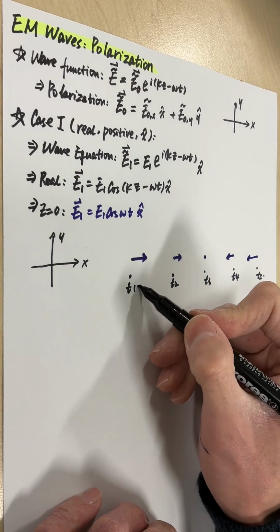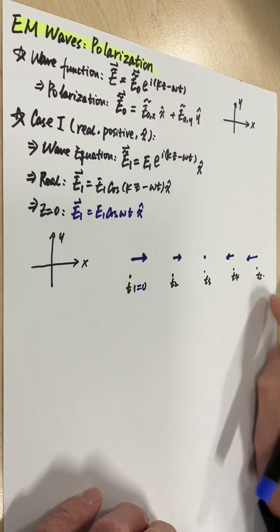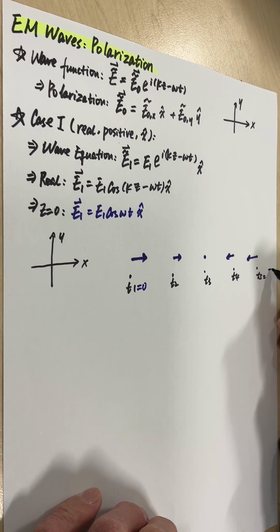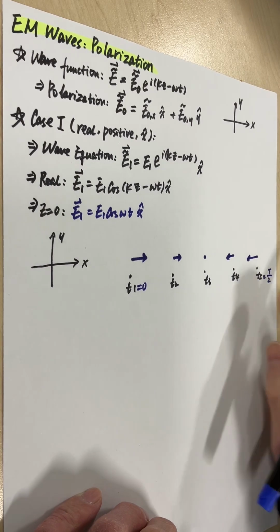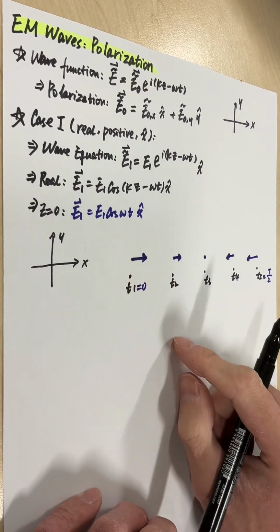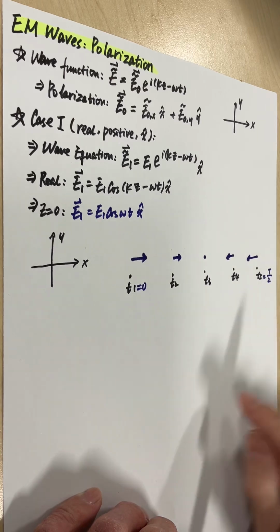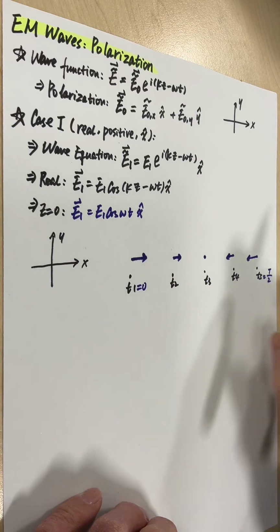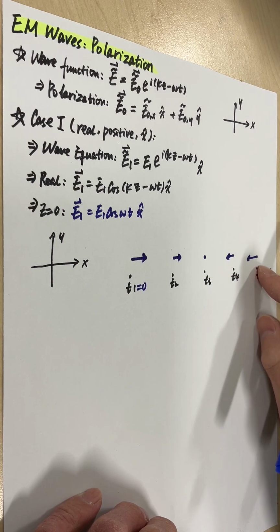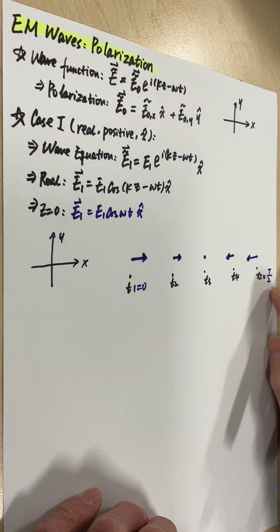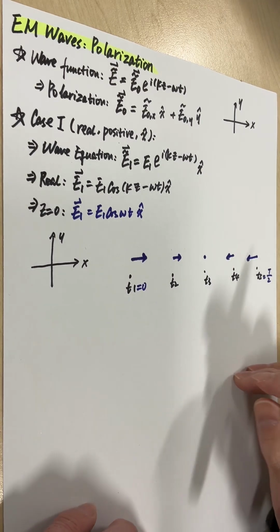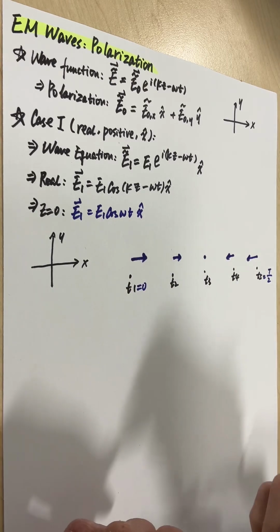So t1 is 0. Any guesses what t5 is? It should be the period divided by 2. If it's a full period, then we come back to the original point. So we come back to the peak again. Peak to peak is a period. But peak to the opposite peak is half of the period. Okay, so this is what polarization in the x direction looks like.